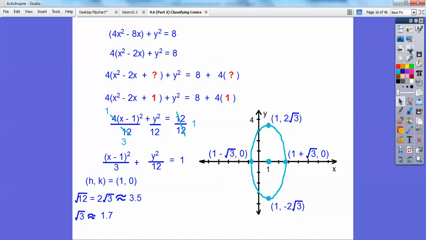So remember, ellipses have plus signs, so the c squared formula has a minus sign. So c squared is going to be a squared minus b squared. So 12 minus 3 is 9. So c is going to be plus or minus the square root of 9. Your focus points, your foci, are going to be vertical because this is a vertical ellipse. So it's going to be on this axis right here. This is my major axis right here. So this is at (1, 3), and this is going to be at (1, negative 3). That's why it's at 1 plus or minus 3. Okay, all right, there's an example of an ellipse.